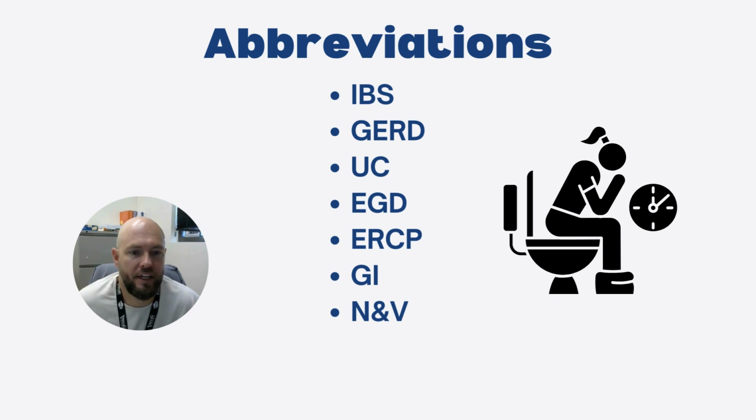And lastly, some abbreviations: IBS, irritable bowel syndrome; GERD, gastroesophageal reflux disease; UC, ulcerative colitis; EGD, esophagogastroduodenoscopy; ERCP, endoscopic retrograde cholangiopancreatography; GI, gastrointestinal; N and V is nausea and vomiting.